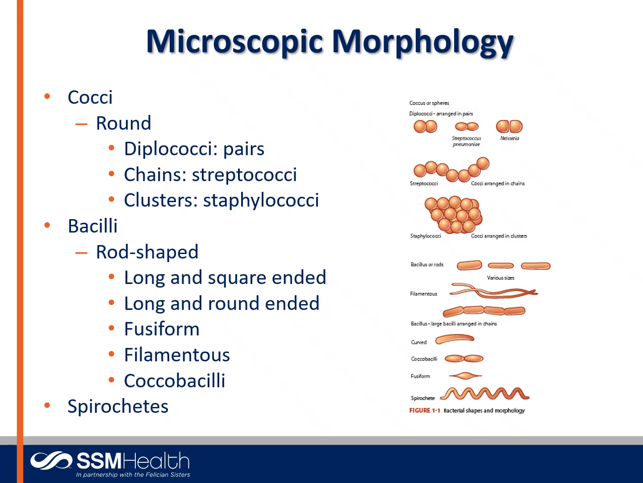Typically your spirochetes, which honestly we don't see often in gram stain. Spirochetes tend to not stain, and we typically look for them using other methods like immunology and serologies.